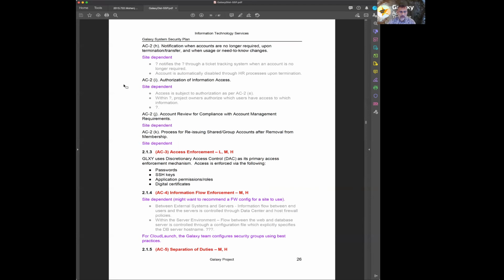I'm not going to talk about these in a lot of detail, but access enforcement is a good example. Galaxy has access control mechanisms in place, for example, passwords and SSH keys, permissions and roles, and digital certificates. So those are built into it. However, you may have to have AC2I in place, authorization of information access. There may be certain types of information that only certain people can get access to. So that would be a complementary control that you have to have in place.